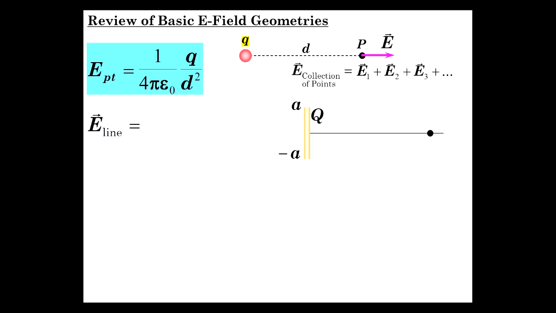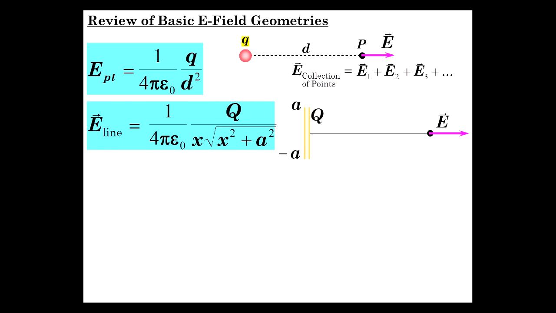And we had the special condition where the point that we're interested in for the E-field is right in the center of that finite distribution along that line. So the E-field has no y component in that case, and it was kq over x squared times x squared plus a squared. This is something that we seldom have to deal with quantitatively in AP Physics.